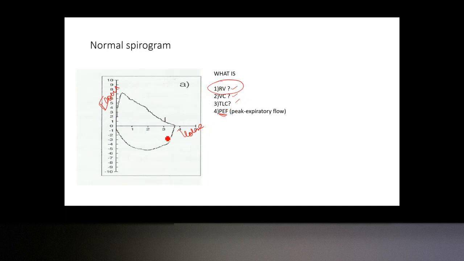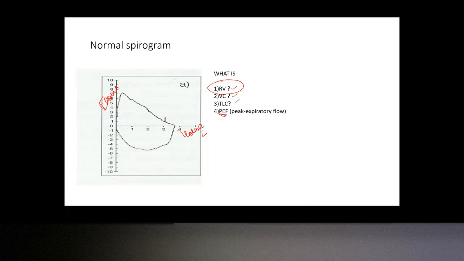So we have 1 liter, 2 liter, 3, 4, and 5 liters on the x-axis. Any idea what would be the residual volume based on this graph? 3.8. Why do you think it's 3.8? Because the residual volume is at the end of the expiration, no? It's the volume that is left out, right?